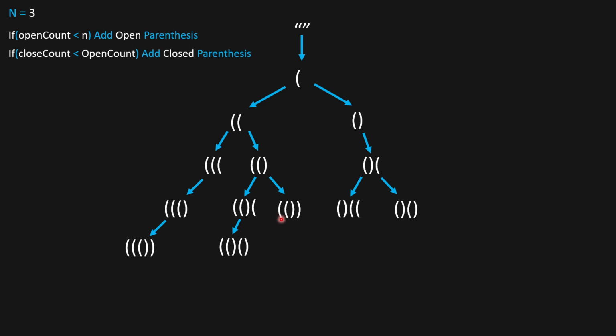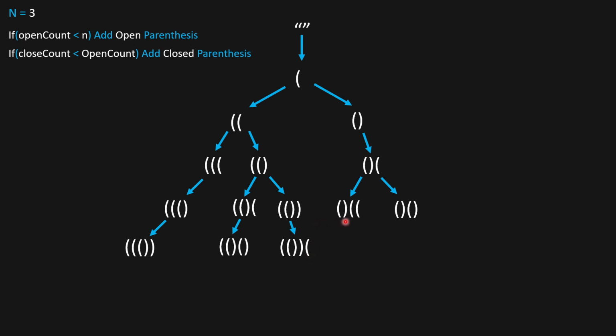And now we're going to apply it to this one. We have 2 open ones and 2 closed ones. And as you can see, open count, because it's 2 and our n is 3, we can add another open one to this one here, but we can't add any other closed parentheses because our open count is 2 and our closed count is also 2 here. So we're going to only have this here. And as you can see, we've only added 1 open parenthesis here.